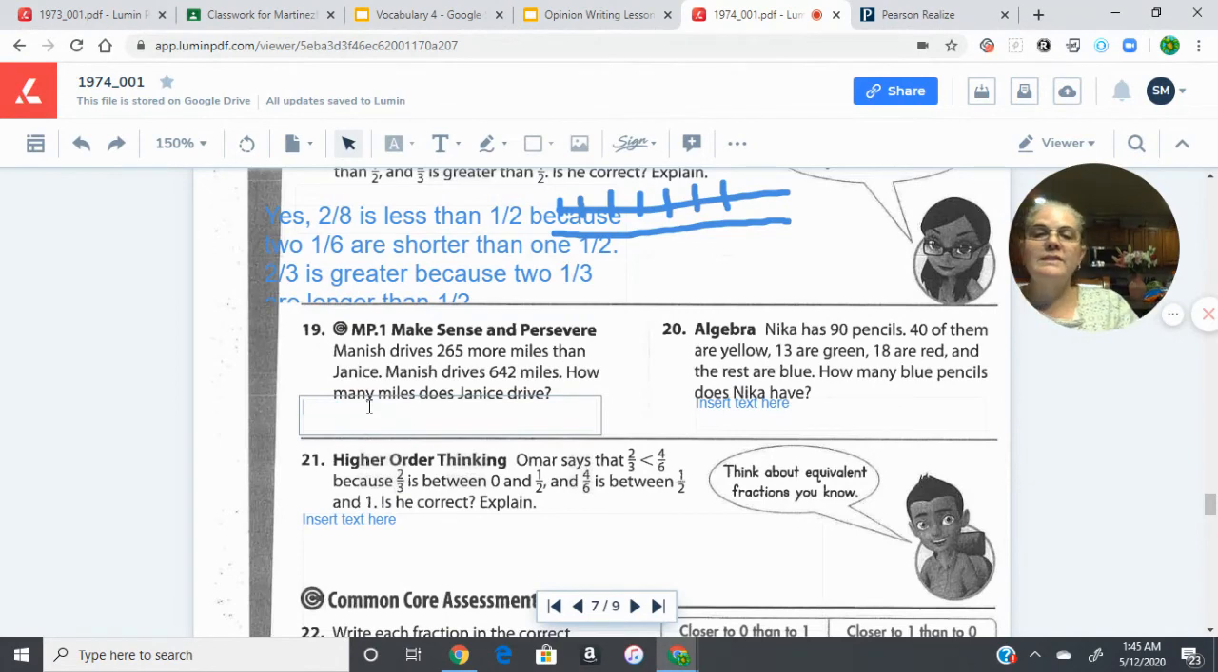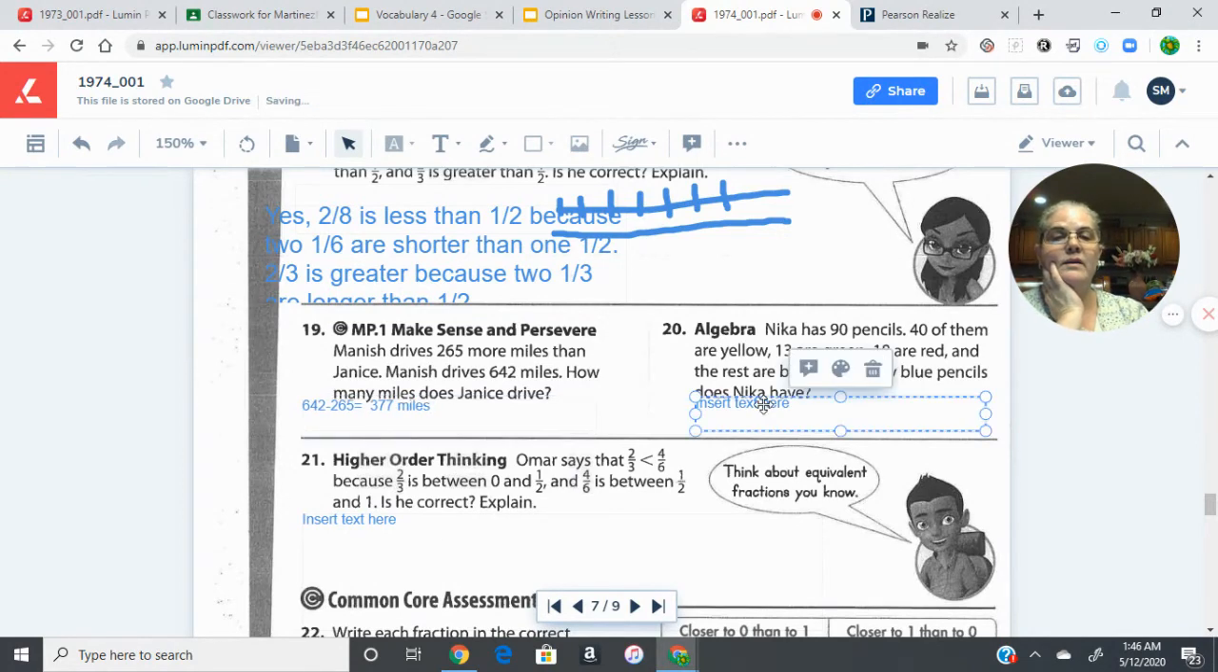Manish drives 265 more miles than Janice. Manish drives 642 miles altogether. So how many miles does Janice drive? So remember, he has 642 and she has 265. So we need to take that out. So we have 642 minus 265 would equal 377 miles. I had checked my work already. So you can have a freebie there.